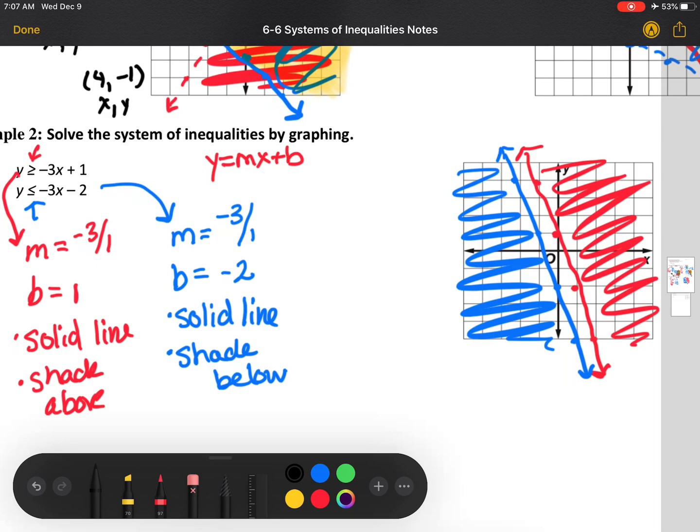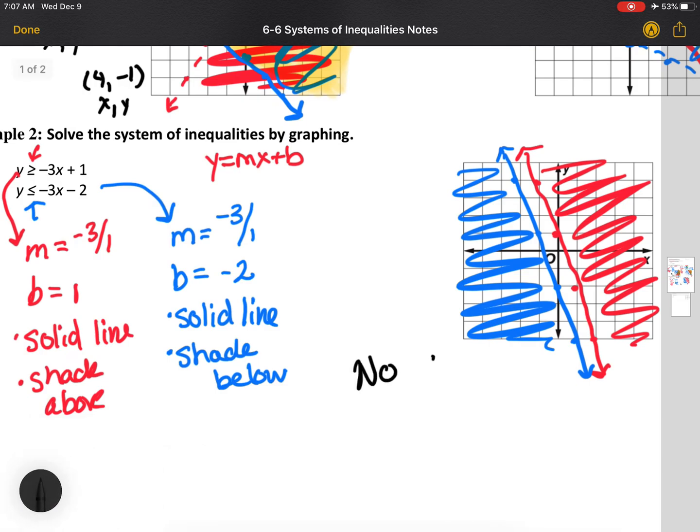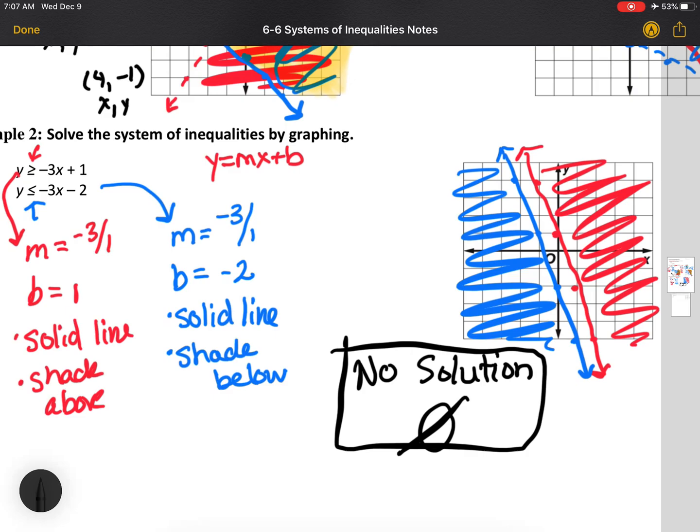Well, since they're parallel lines, are they ever going to touch? No. Okay. And we said if they're parallel, then they're going to have no solution, which makes sense because they're not crossing in color. Okay. So it is possible to get no solution. And again, you could show me that by writing out no solution or doing the 0 with the line through it. That means the same exact thing.